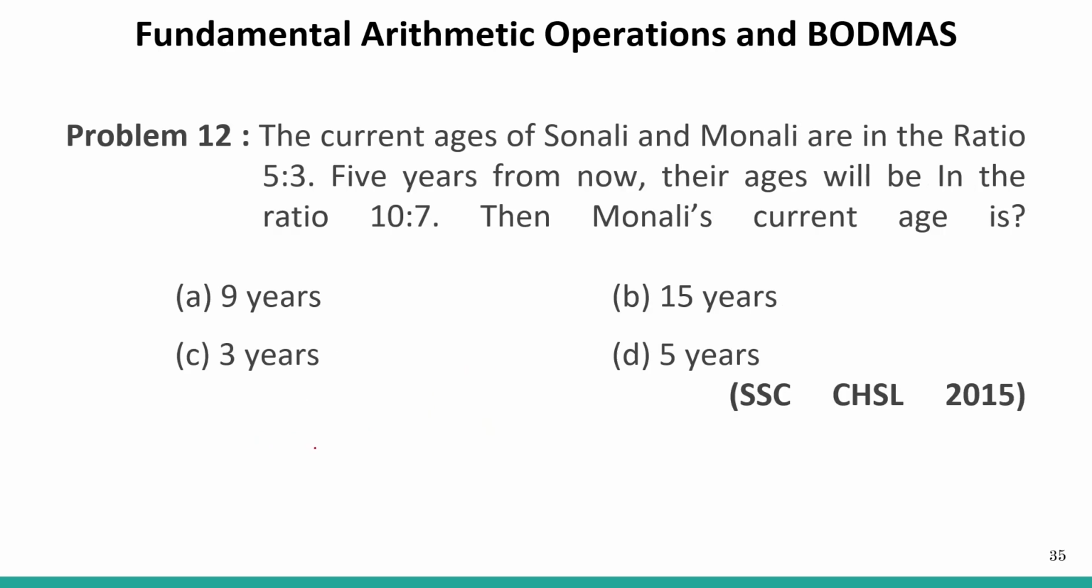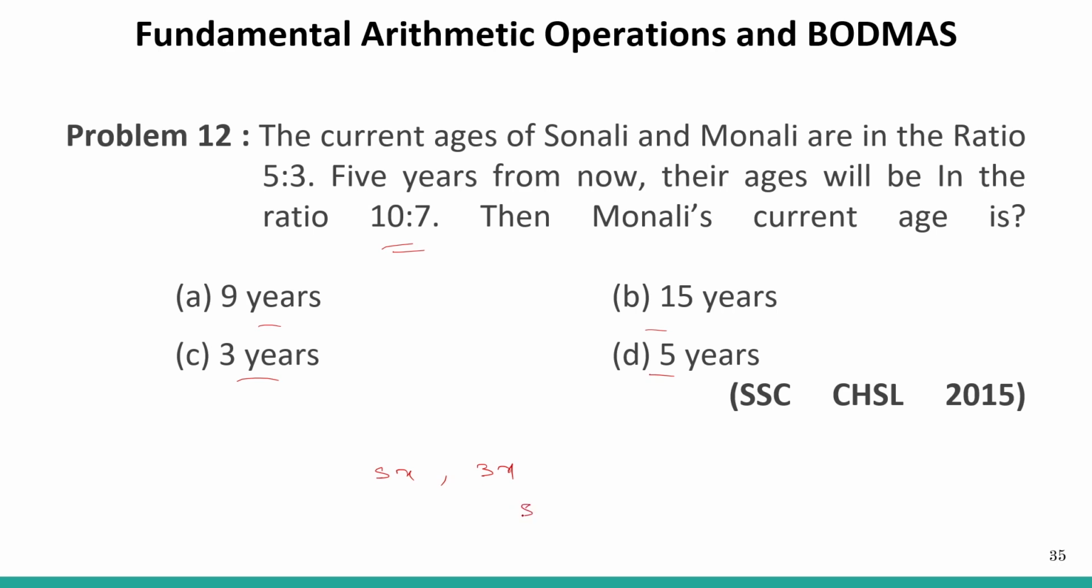Okay. So let's see problem number 12. The current ages of Sonali and Monali are in the ratio 5:3. Five years from now, their ages will be in the ratio 10:7. Then what is Monali's current age: 9 years, 3 years, 15 years or 5 years? So let's say the current age of Sonali is 5x and the current age of Monali is 3x. So 5 years from now their ages will be in the ratio.